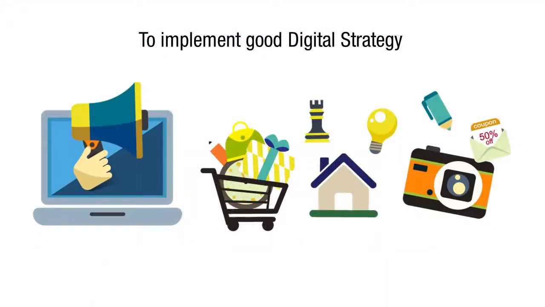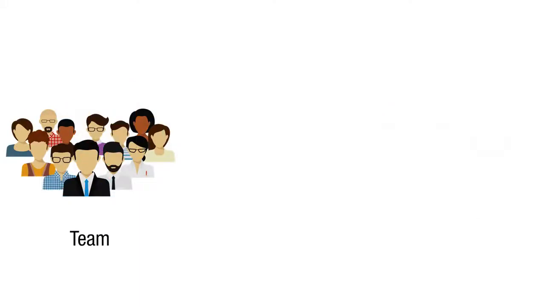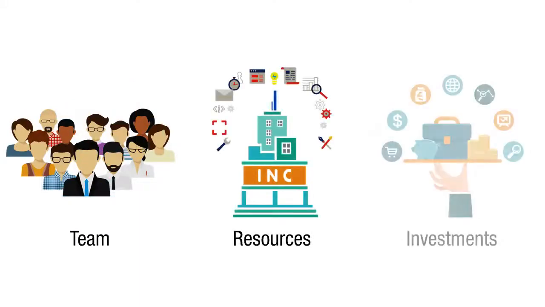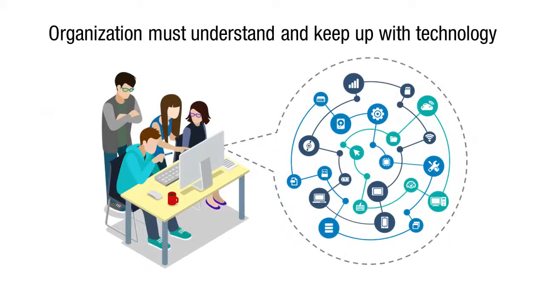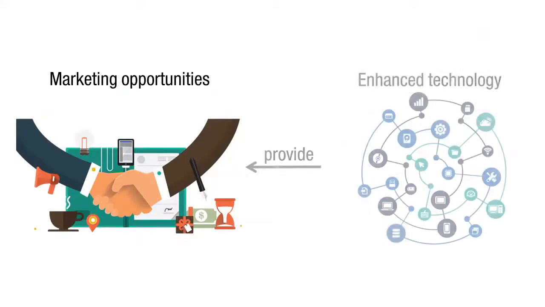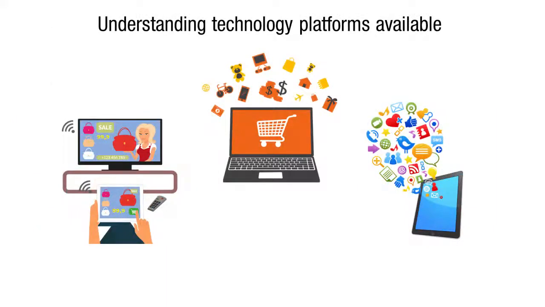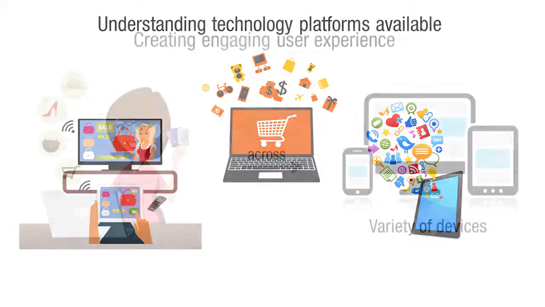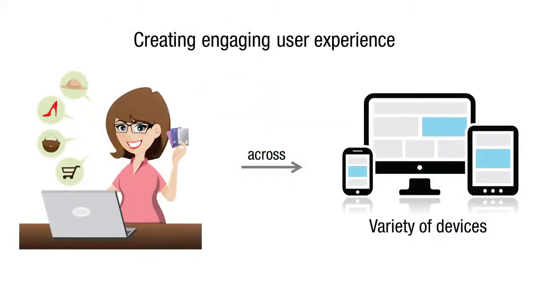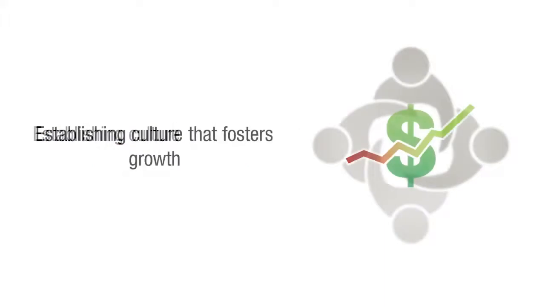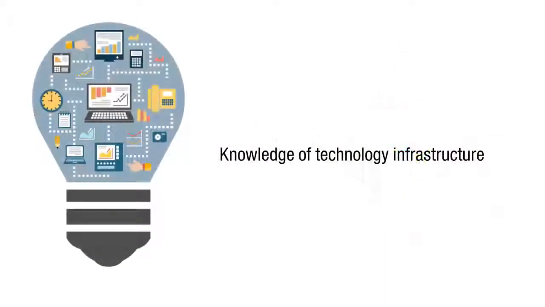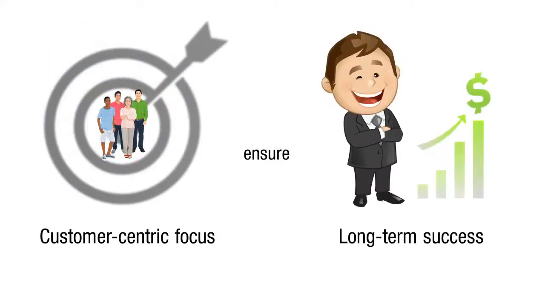To implement a good digital strategy, a team needs to be set up, resources need to be allocated, and investments need to be made. An organization must understand and keep up with technology and the marketing opportunities that enhanced technology provides. Understanding the technology platforms available and the best practices for creating an engaging user experience across a variety of devices is also important. Digital marketing changes happen at a fast pace, and establishing a culture that fosters growth and innovation, knowledge of technology infrastructure, and a customer-centric focus will help ensure long-term success.